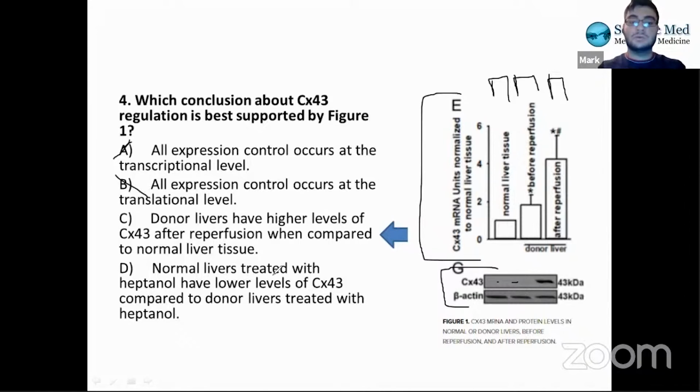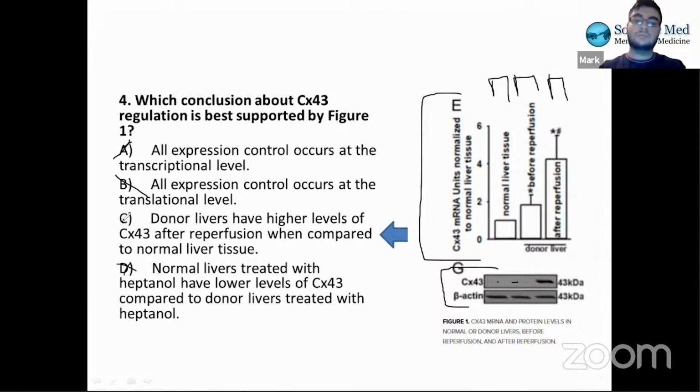D: normal livers treated with heptanol have lower levels of CX43 compared to donor treated with heptanol. Well, it just says based on figure 1. So we're really just looking at figure 1. So normals compared to donors treated with heptanol, we're just looking at this graph. We don't really see that at all. So it wouldn't really make sense for D, right?